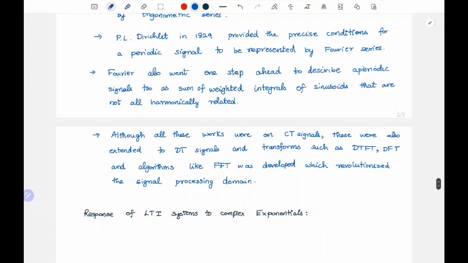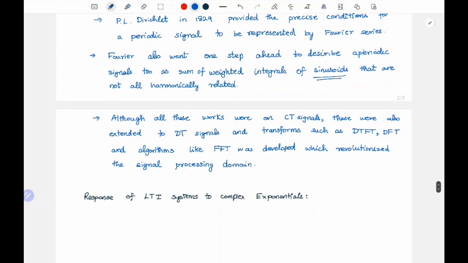And then Fourier again went one step ahead and also started describing aperiodic signals as a sum of weighted integrals of sinusoids. So this one we will see in the later chapters. But for now, hold on with me. And although all these works were on continuous time signals, these were also extended to discrete time signals. And transforms such as DTFT, DFT and algorithms like FFT were developed. So this actually revolutionized the signal processing domain itself.